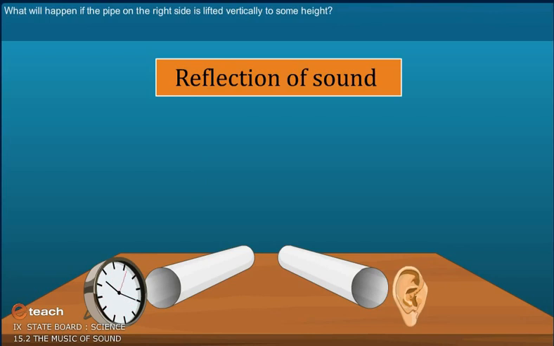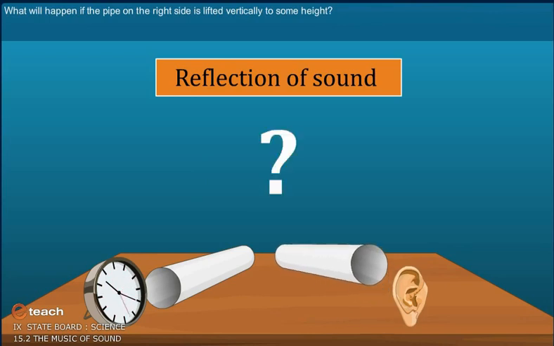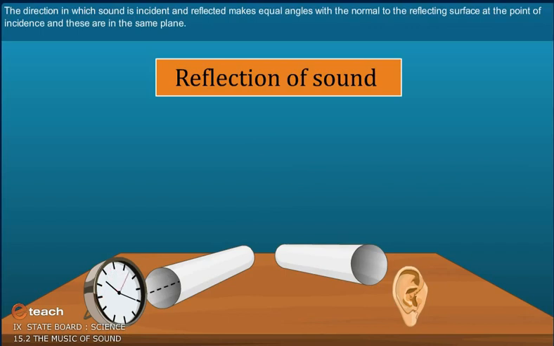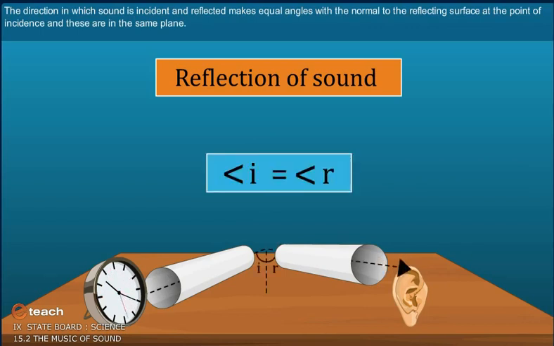What will happen if the pipe on the right side is lifted vertically to some height? The direction in which sound is incident and reflected makes equal angles with the normal to the reflecting surface at the point of incidence, and these are in the same plane.